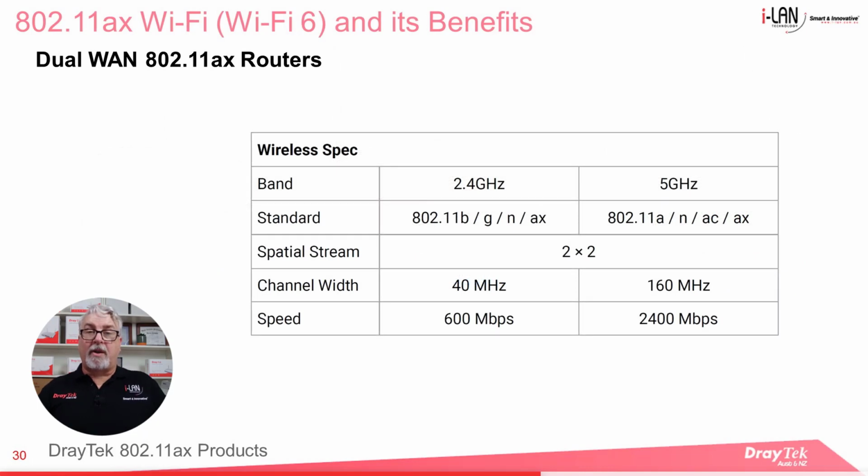These routers share the same wireless specification. The 2.4 GHz band has a channel bandwidth of 40 MHz with speeds up to 600 megabits per second, and is backwards compatible with older standards such as 802.11b, G, and N. The 5 GHz band can support a channel bandwidth of up to 160 MHz with speeds up to 2,400 megabits per second, and is backwards compatible with older wireless standards such as 802.11a, N, and AC.